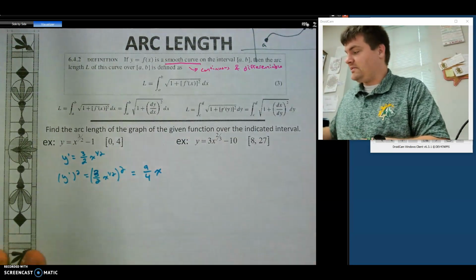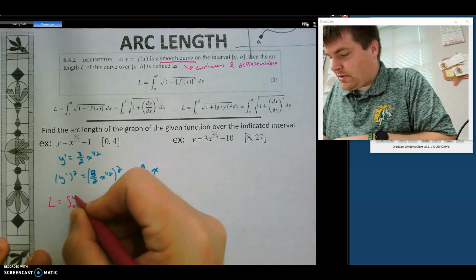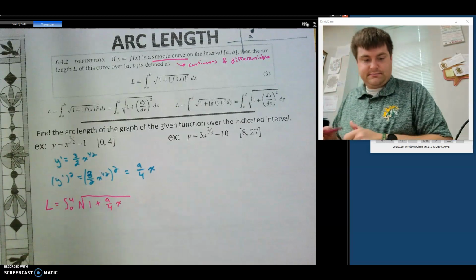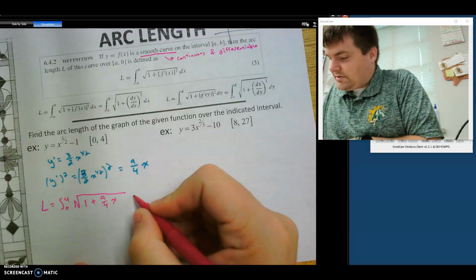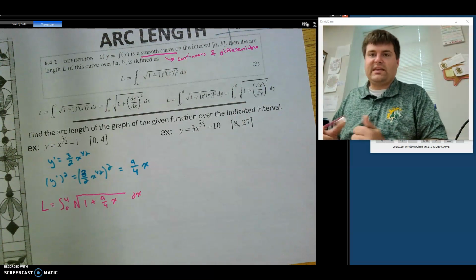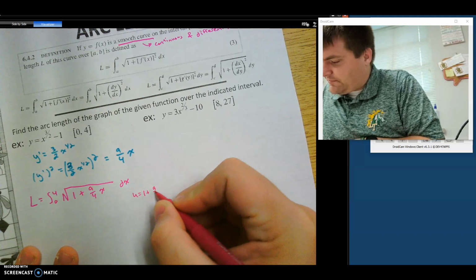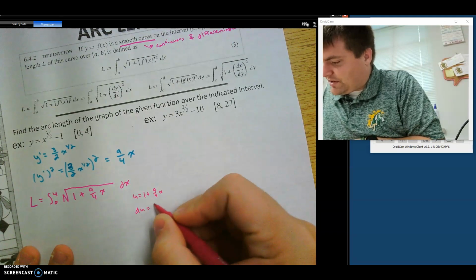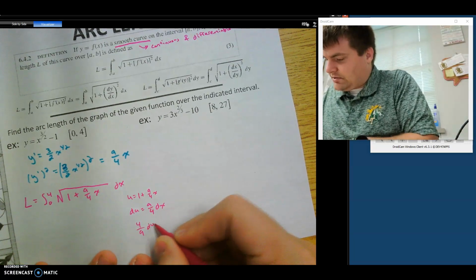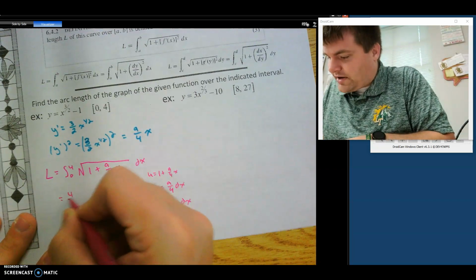Okay, so now we're ready to plug this in my handy dandy formula here. So the length, going from 0 to 4, of the square root of 1 plus this guy right here, 9/4 x dx. Okay, so sometimes you can do this by calculator. I'll do this one by hand. This one's just a little baby u sub. So 1 plus 9/4 x. So du is going to be 9/4 dx. So 4/9 du equals dx.